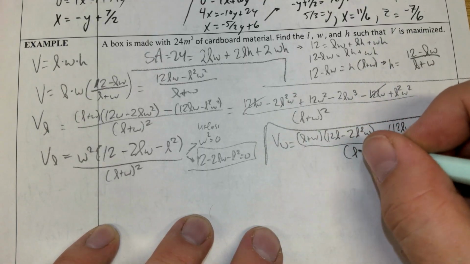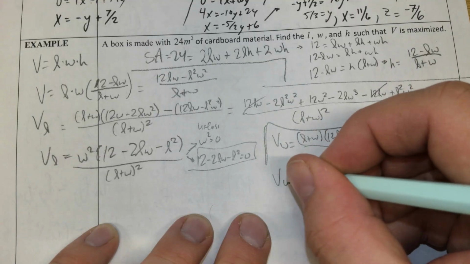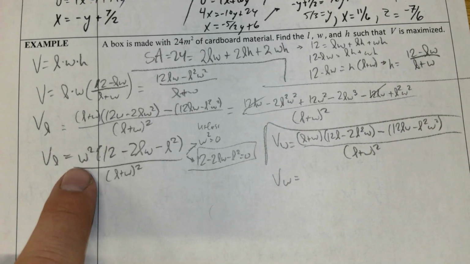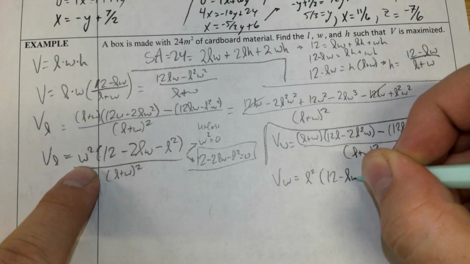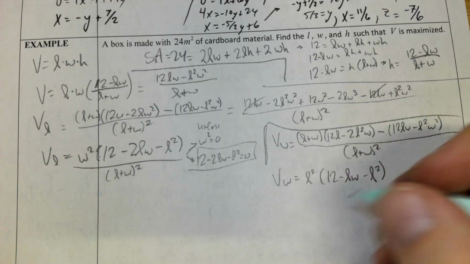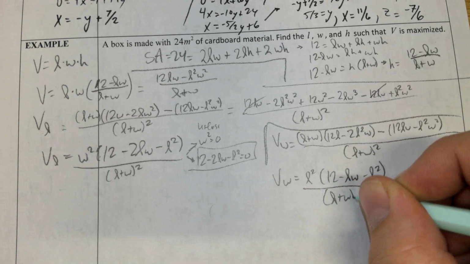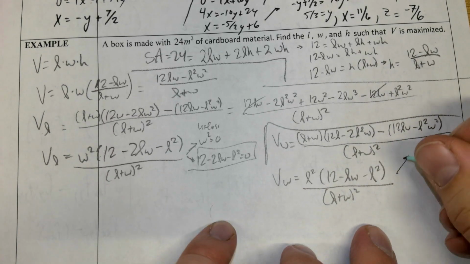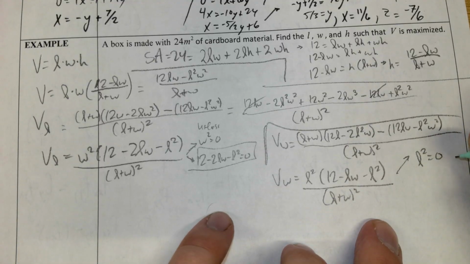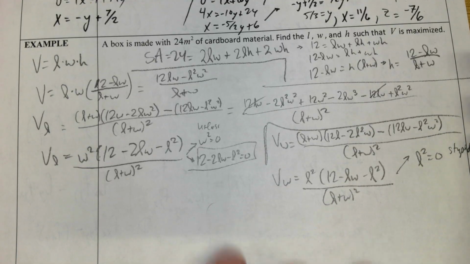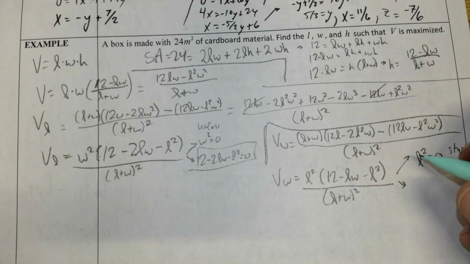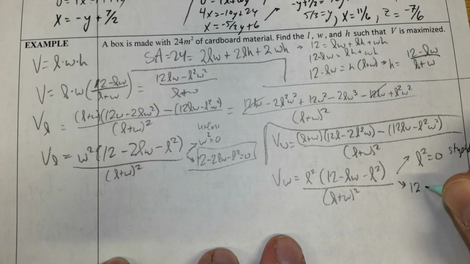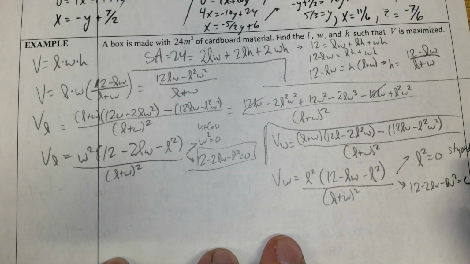I forgot my denominator. Trust me when I say that V sub W actually factors out to be the exact same, just switch the L's and W's. L squared times 12 minus LW minus L squared over L plus W squared. And again, we have these two cases. Either L squared equals 0, which is stupid, or the other scenario, which comes out to be 12 minus 2LW minus W squared equals 0.